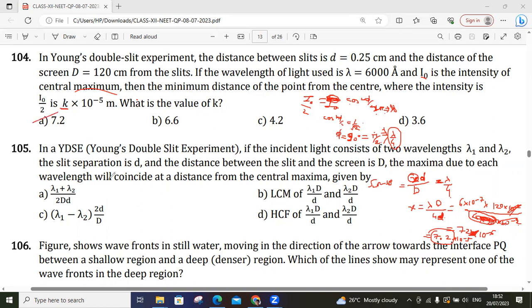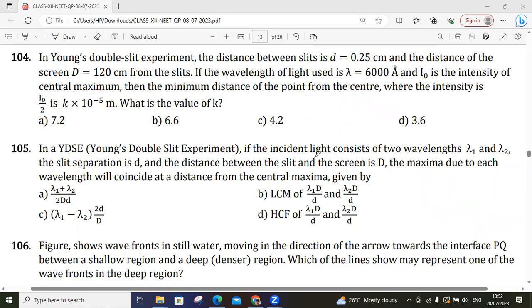Then we'll go for the next question. YDSE, Young's double slit experiment. If the incident light consists of two wavelengths, lambda 1 and lambda 2, slit separation is d, distance between screen and slits is D. Maxima due to each wavelength will coincide at a distance of... So where will they coincide?